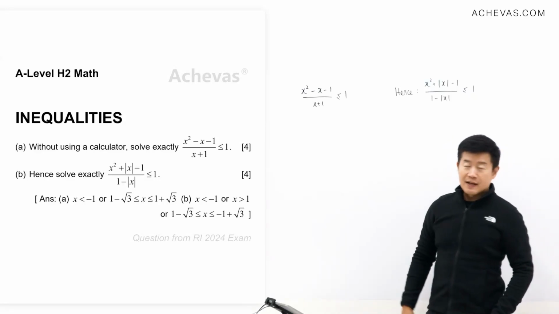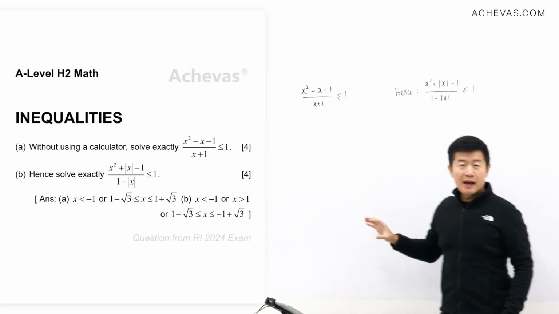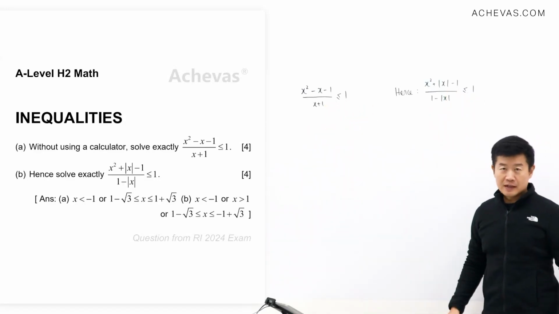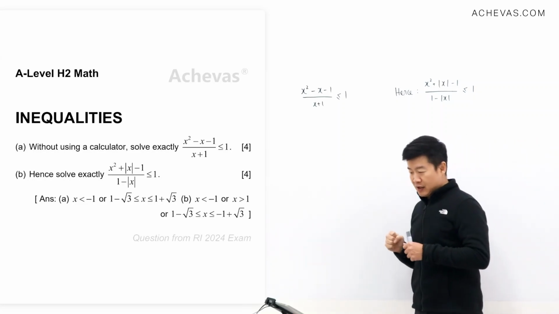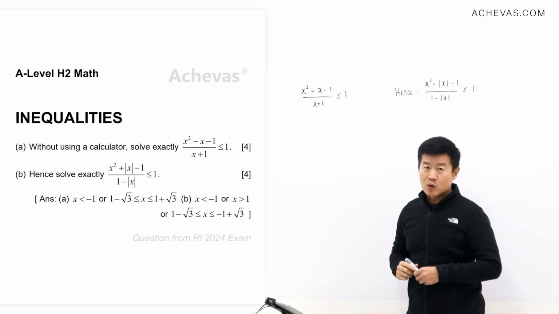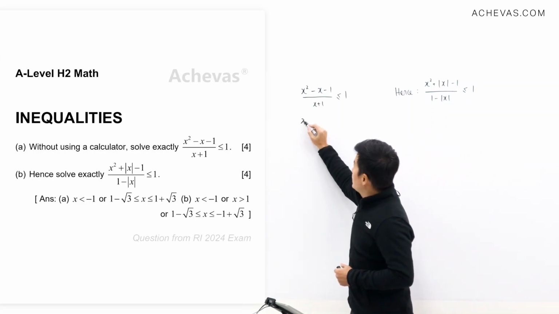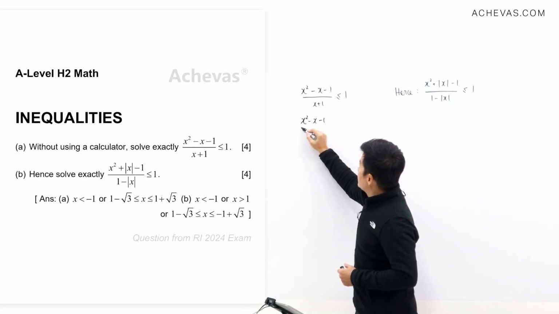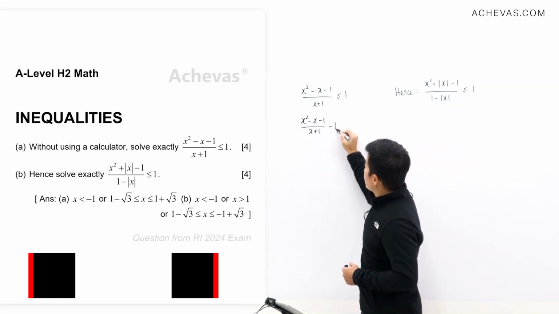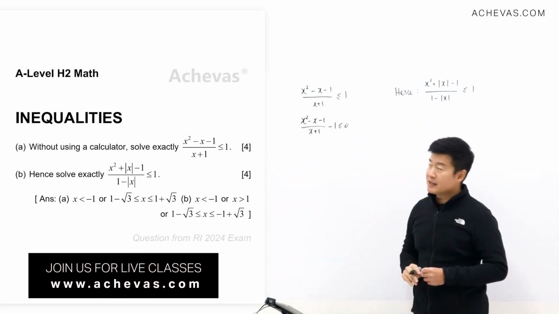This question requires us to solve this inequality and hence using the result solve another inequality. And we are going to try solving this inequality without using our graphing calculator. So the first thing that we will do is we will make sure that one side of the inequality is equal to 0 by bringing the 1 over to the left hand side.